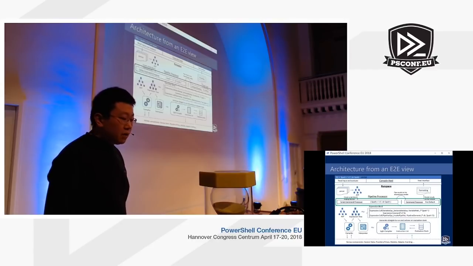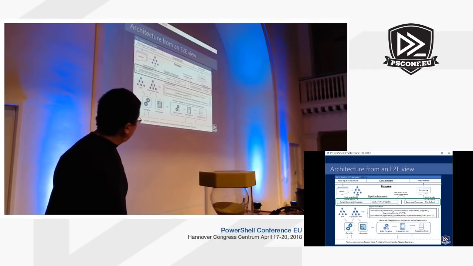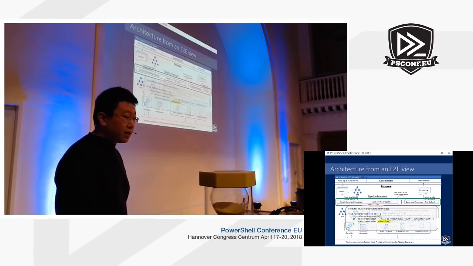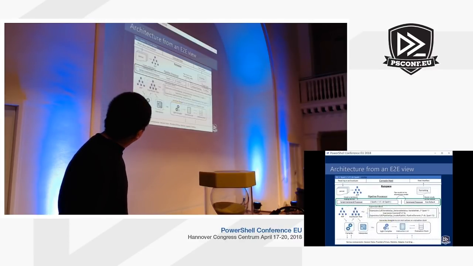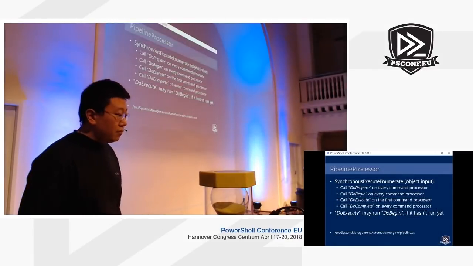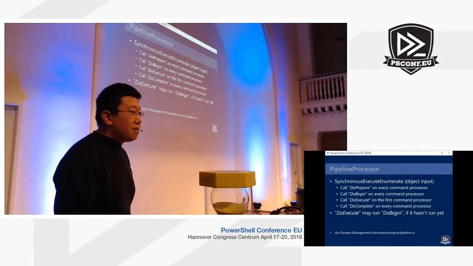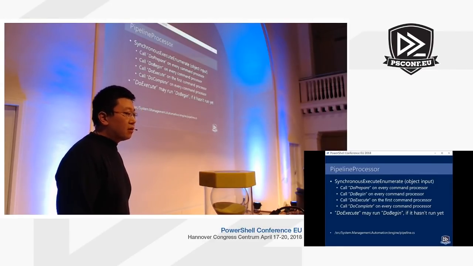Now let's back up a little bit and see how pipeline processors start execution. So the pipeline processor has a method, synchronous execute enumerable. And this method is the one going to start execution of a pipeline processor. It first calls doPrepare on every command processor in the pipeline to have them setting up context information, binding parameters, and do some extra stuff.